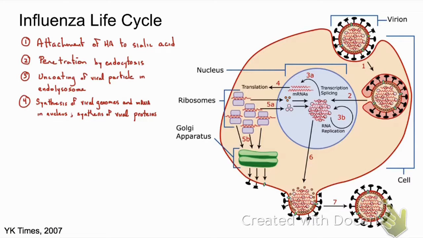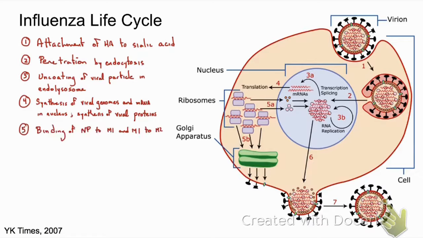We find that the synthesis of viral genomes occurs, mRNA is made, and then viral proteins will be synthesized on ribosomes outside the nucleus. These proteins may be modified within the Golgi apparatus.